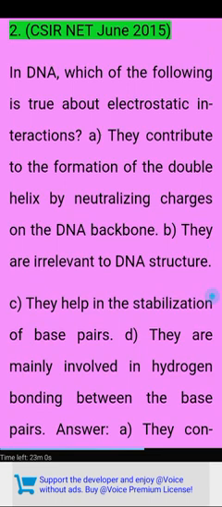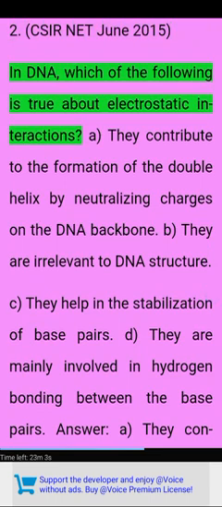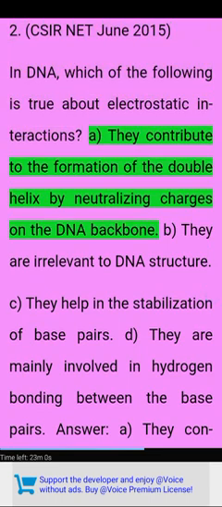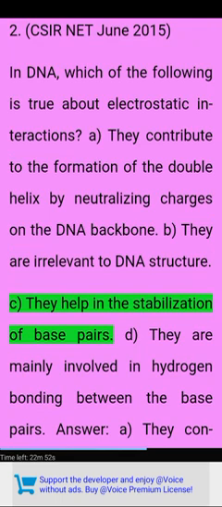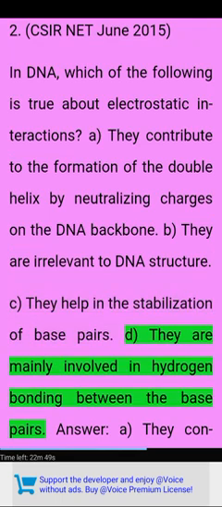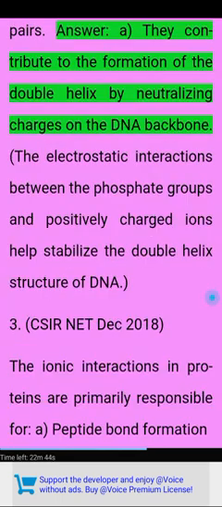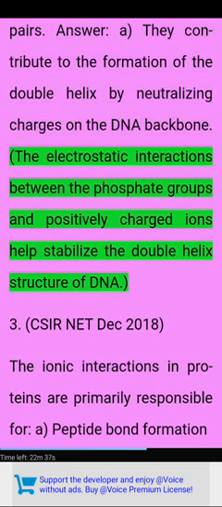2. CSIR NET June 2015. In DNA, which of the following is true about electrostatic interactions? A. They contribute to the formation of the double helix by neutralizing charges on the DNA backbone. B. They are irrelevant to DNA structure. C. They help in the stabilization of base pairs. D. They are mainly involved in hydrogen bonding between the base pairs. Answer. A. They contribute to the formation of the double helix by neutralizing charges on the DNA backbone. The electrostatic interactions between the phosphate groups and positively charged ions help stabilize the double helix structure of DNA.